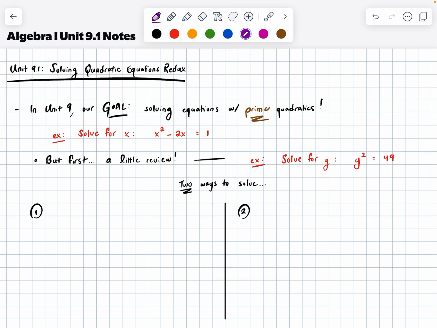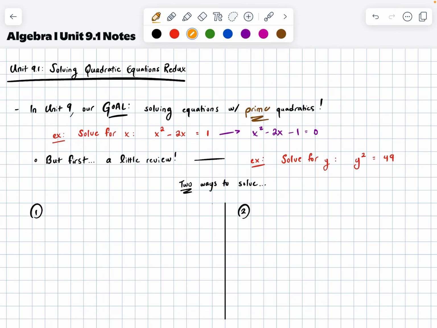Say, for example, that I want to solve something like x squared minus 2x equals 1. Well, let me make it more obvious for you that this guy is prime. Say that I want to get a 0 on one side and try my hand at the zero property. Well, that would give me x squared minus 2x minus 1 equals 0 if I subtract 1 from both sides.